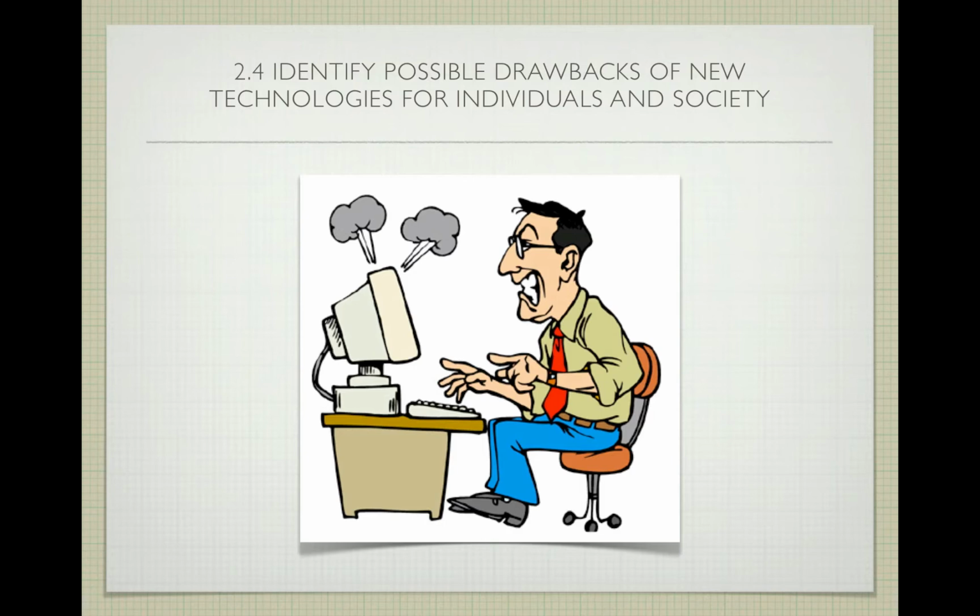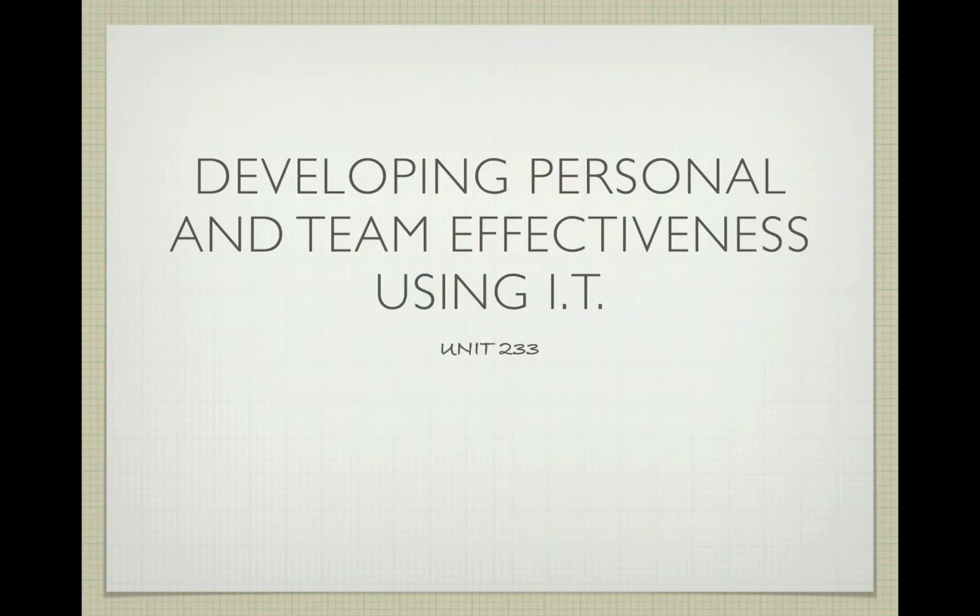What other things? Lack of face-to-face communications because of other things going on there. And redundancies, people losing their jobs because machines can do the work for them. So technology has its drawbacks as well as its advances. So that's the end of that section. The next section is about the same length.